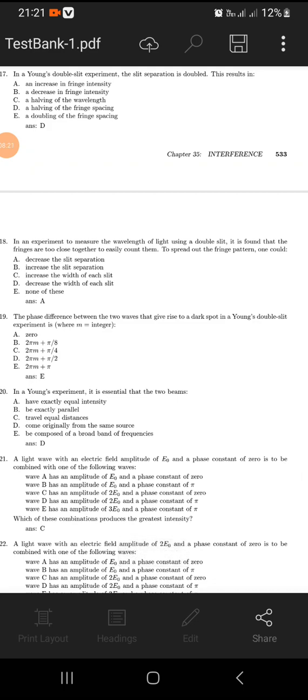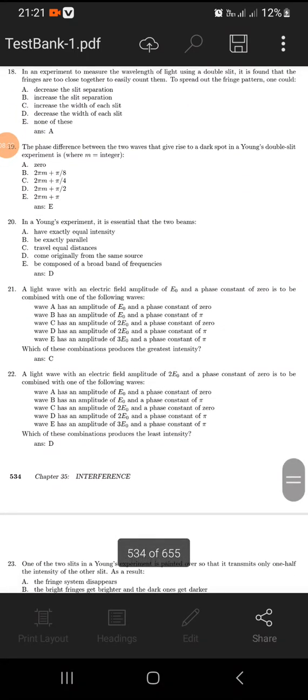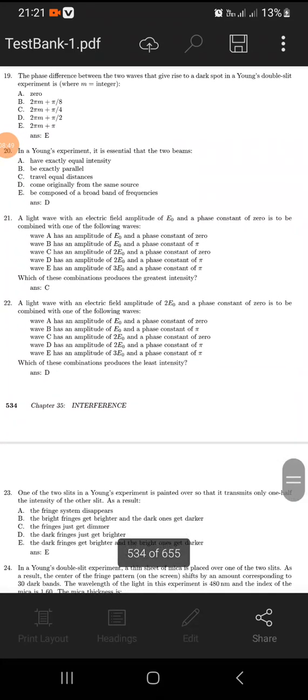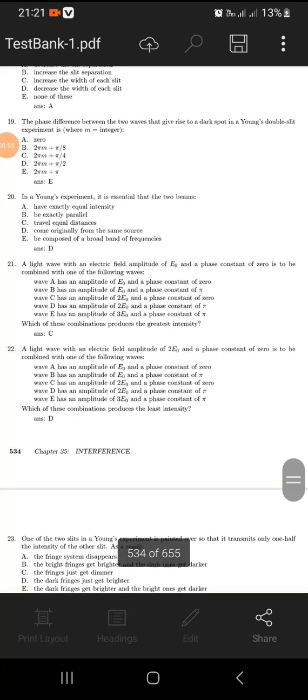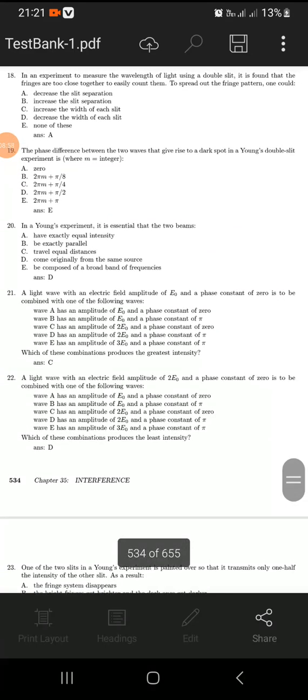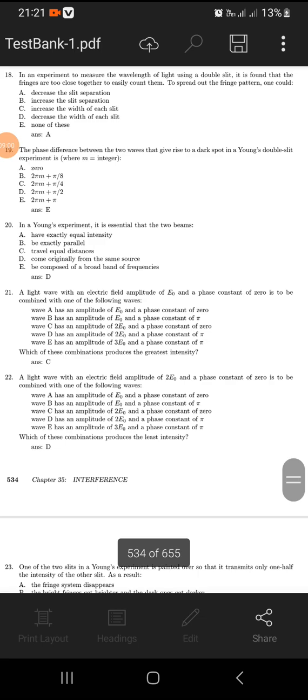In a Young's double slit experiment, the slit separation is doubled. This results in a halving of the fringe spacing. In an experiment to measure the wavelength of light using a double slit, it's found that the fringes are too close to easily count them. To spread out the fringe pattern, one could decrease the slit separation.